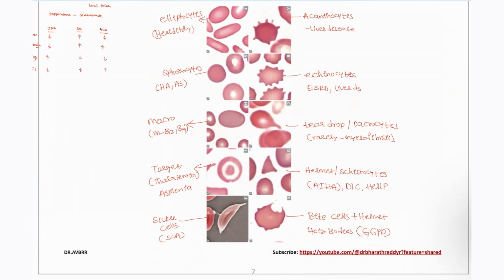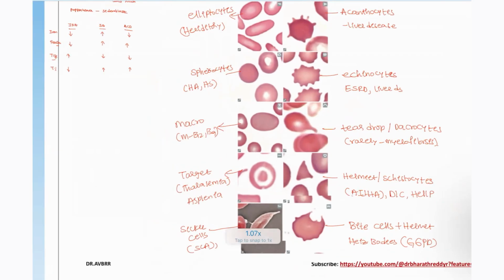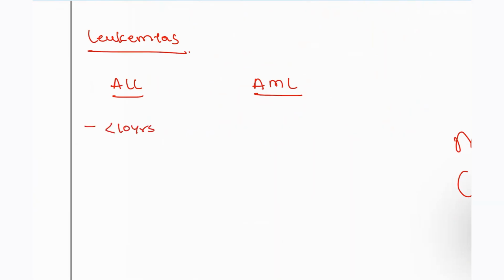Right, next, moving on to another important point that you have to take note of when you are reading these conditions. Right, leukemias. Okay, let's learn about the leukemias. So we have the acute types: acute lymphoid leukemia and acute myeloid leukemia. First, we will see acute lymphoid leukemia and acute myeloid leukemia. First, see the difference between these. ALL is most commonly seen in less than 10 years of age, and AML is seen in more than 15 years of age, up to the 40s also.